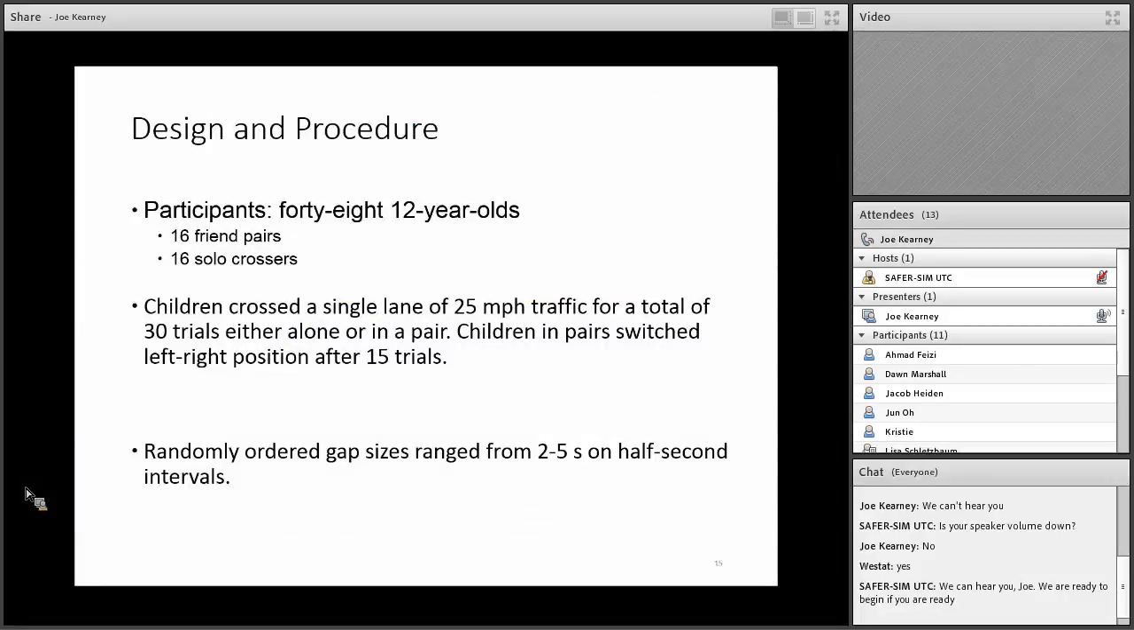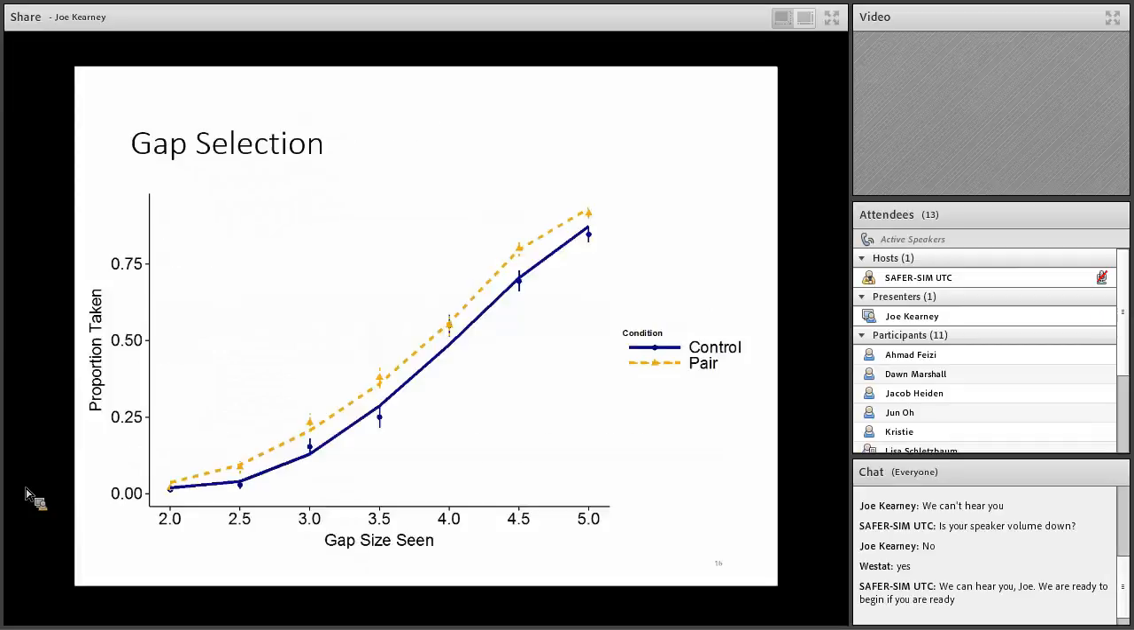Okay, so just to summarize the design and procedure again, these were 48 12-year-olds. We had 16 pairs of friends and then 16 solo crossers. They crossed a single lane of 25-mile-an-hour traffic for a total of 30 trials, either alone or in a pair. The kids in the pairs switched their left-right position after 15 trials. The gap sizes ranged between 2 and 5 seconds on half-second intervals.